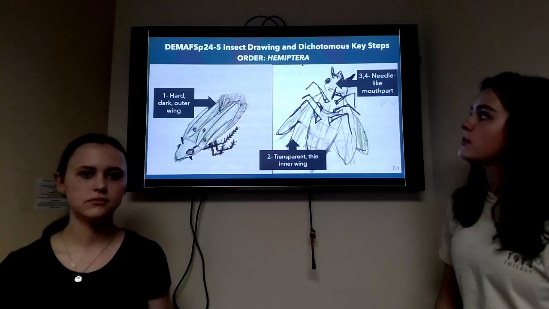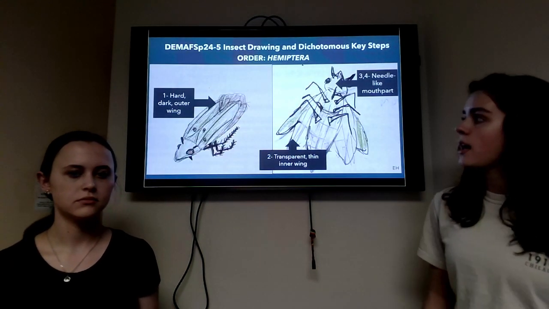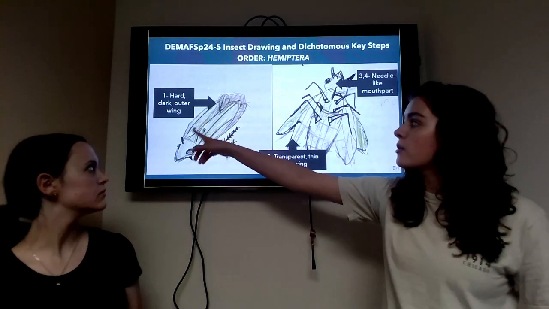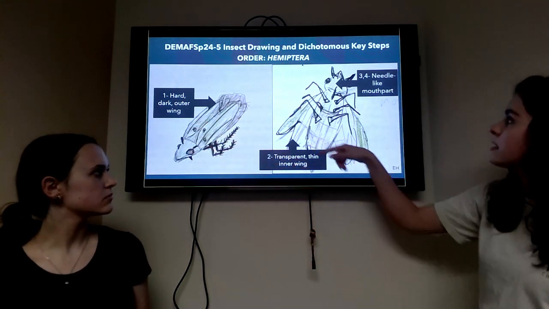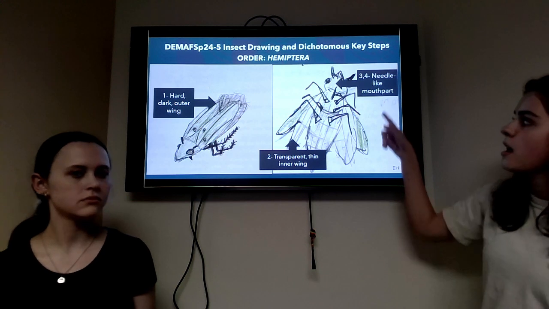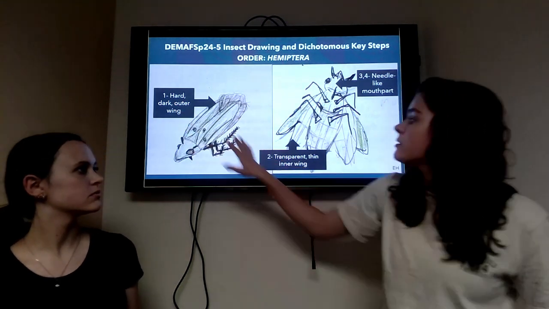And my insect order is order Hemiptera, and this order has hard, dark outer wings and then transparent thin inner wings. It also has a needle-like mouth part, and I used dichotomous key steps 1, 2, 3, and 4 to find this.